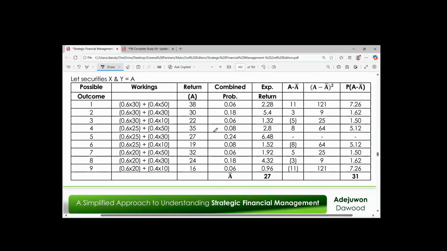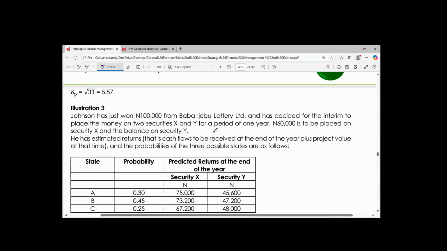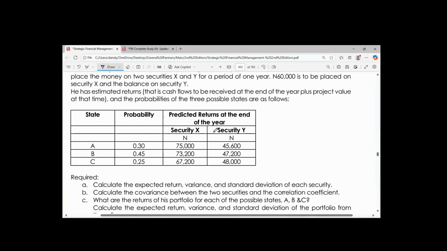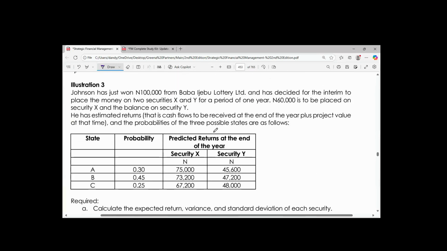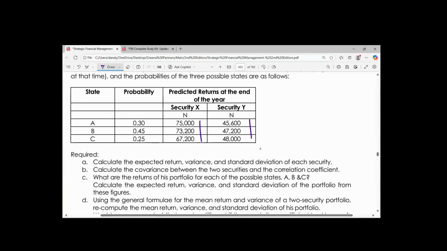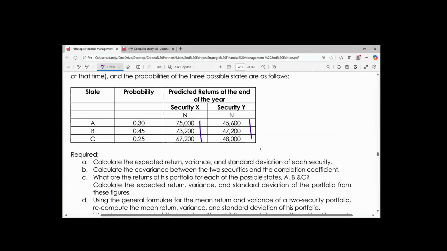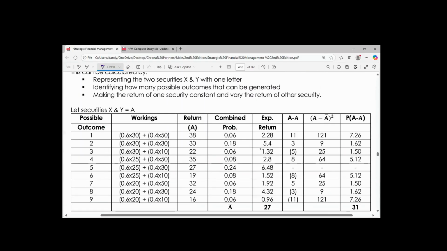Again, I want to encourage you, go ahead and study capital asset pricing model, because once we meet again next weekend, on Saturday, by the grace of God, we are going to do illustration number 3, whereby we are given return in Naira, which of course you don't use as it is. You have to convert it to percentage. So in such a circumstance, how do you do it? That's what we are going to do in our next class.